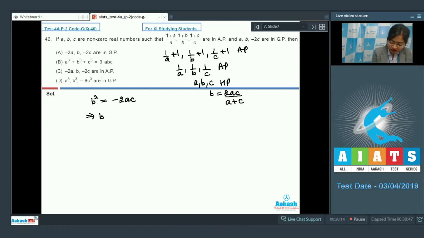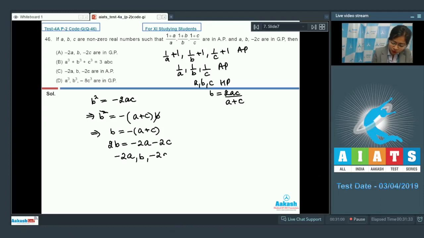Now, solving this further, we can write B square equal to minus 2AC, which can be written as A plus C into B. So, cancelling B on both sides, because B is non-zero, I can write B equal to minus of A plus C. Now, this can further be written as 2B equal to minus 2A minus 2C, right? So, from here it can be concluded that minus 2A, B and minus 2C are in AP, which is given in option number C. So, option number C is the correct answer.